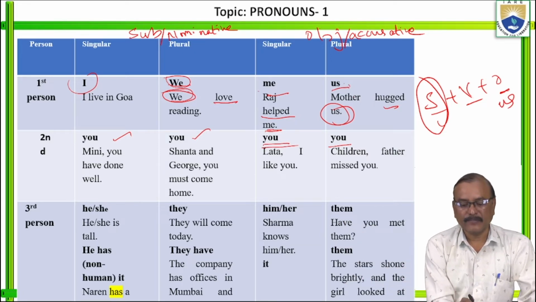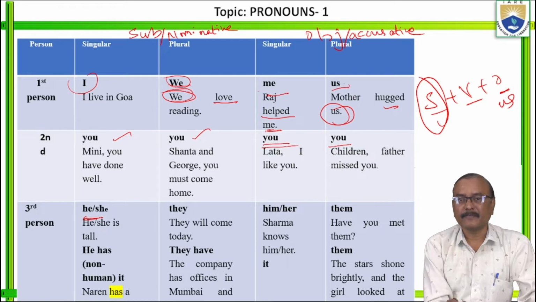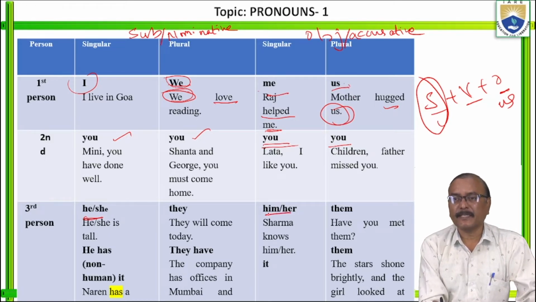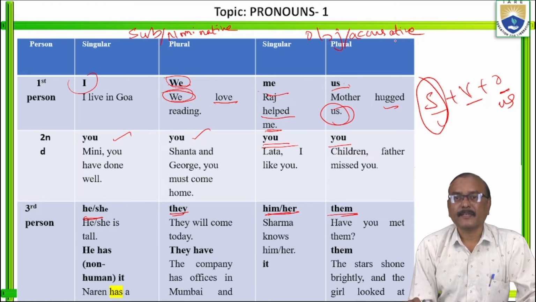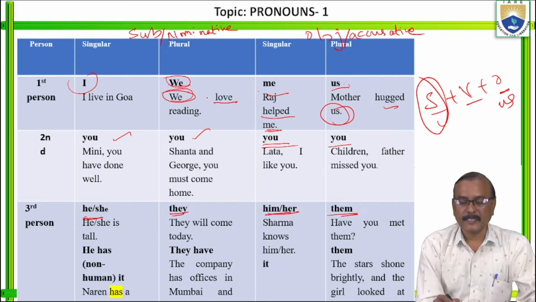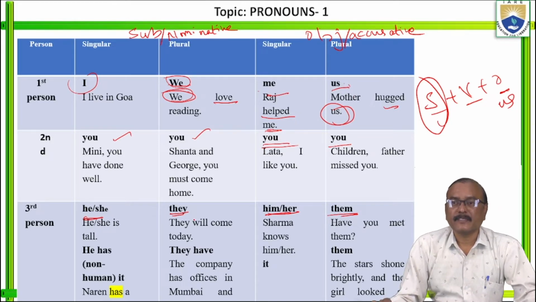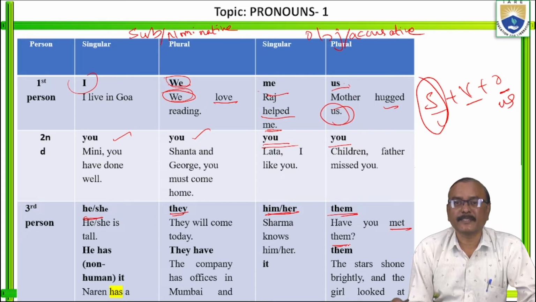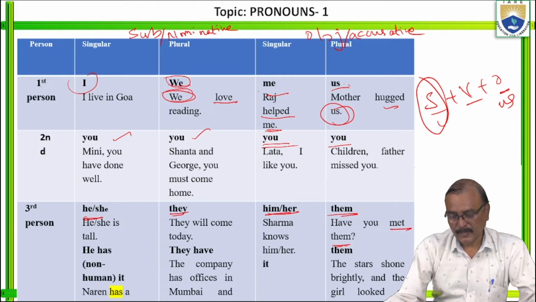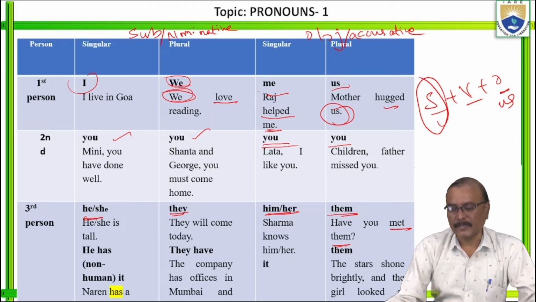He, she in the singular form is subject case or nominative case. In the objective case, it becomes him or her. Next, they becomes them in the objective case. Objective case is also called accusative case, and this subjective case is also called nominative case. You see here, have you met them? The word after the verb is called the objective case or accusative case. All these are called personal pronouns.